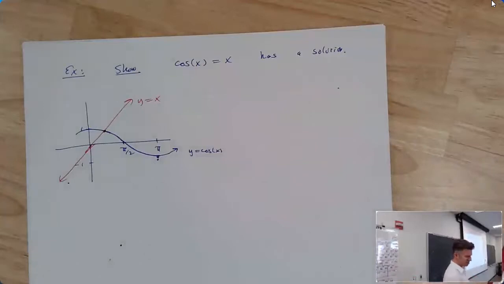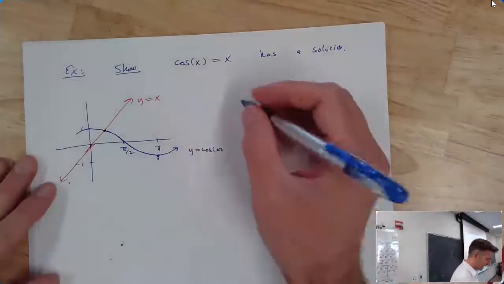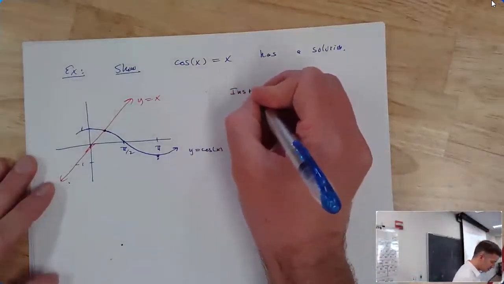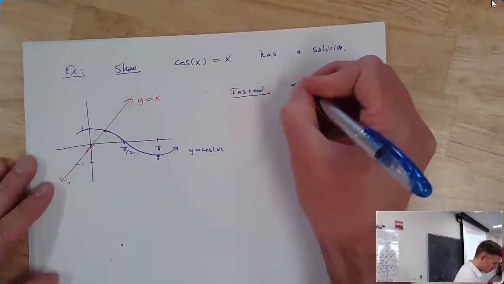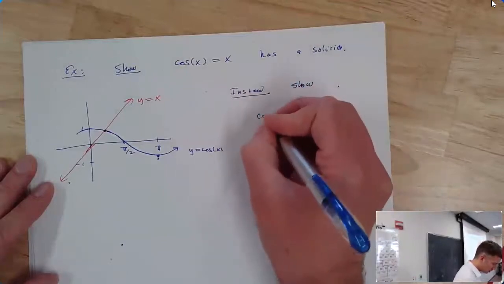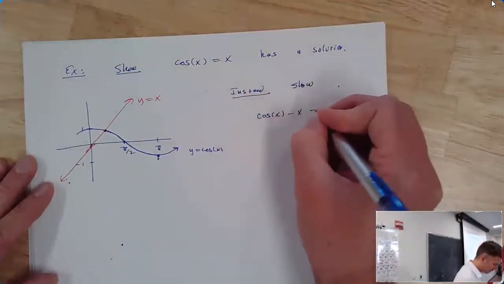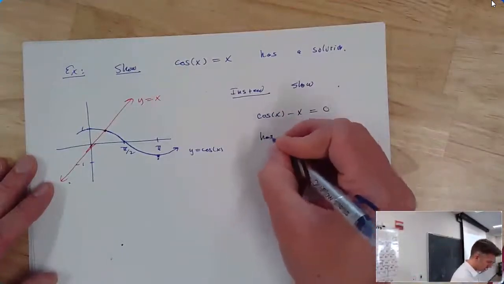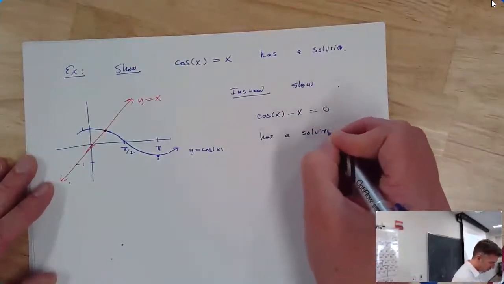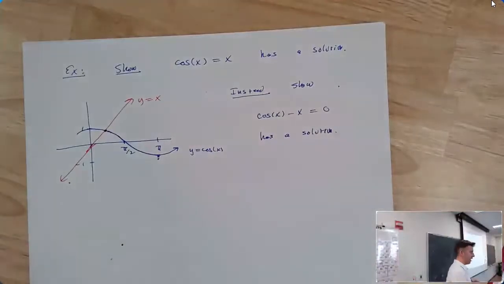So how do I show this solution to cosine x equals x? Well, the first thing is showing one function equals another function is always a pain. Instead, showing something else equals 0 has a solution is the easier way to go. So instead of showing that this has a solution, I want to show that cosine of x minus x equals 0 has a solution. Or if you prefer, x minus cosine x equals 0. Either way is totally fine.